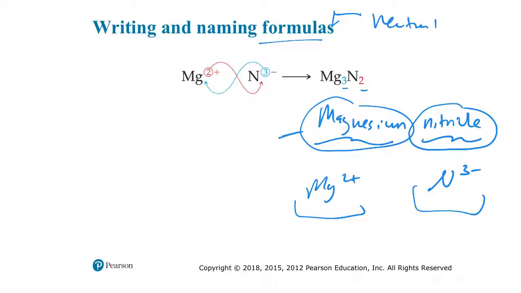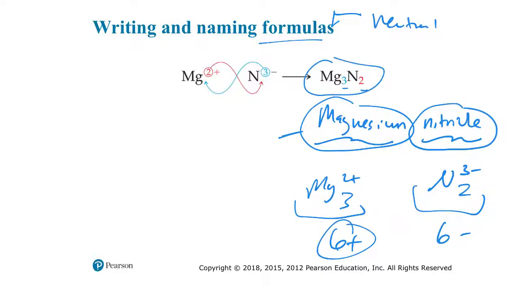In order to balance out the charge in this compound, we're going to need 3 times as many magnesiums and 2 times as many nitrides. So the formula should be Mg3N2. I have a total of 6 pluses coming from the 3 2+ cations, and a total of 6- coming from the 2 3- ions. So the formula here is what we call an empirical formula. The simplest ratio of these ions relative to each other is 3:2 for magnesium to nitrogen.